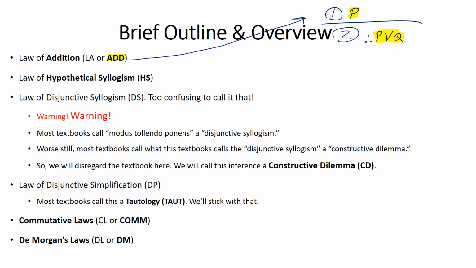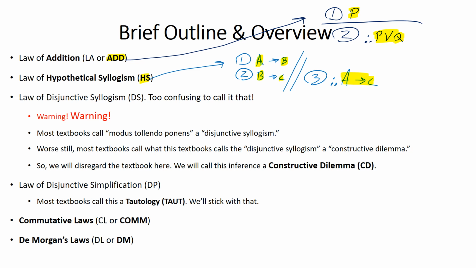What about the hypothetical syllogism, HS for short? Here we have something like this. First premise, if A, then B. Second premise, if B, then C. Conclusion, therefore, if A, then C. There's a chain reaction, because if A is the case, then B will be the case. But if B is the case, C must be the case. Hence, if A, then C. We have that chain reaction.